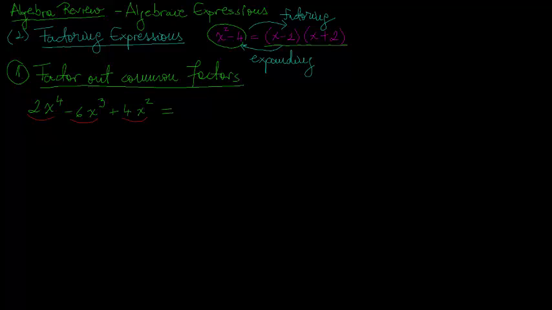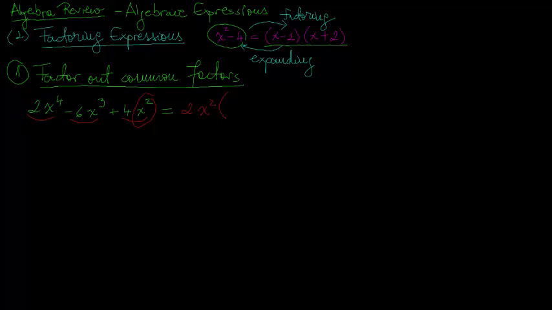Well, there's certainly an x squared present in all terms. There's an x squared here, an x squared hidden in the x cubed, and then again one in the x to the fourth. So I know there is an x squared in common in all three terms. And now I should also look at the constants. Well, the 4, the negative 6, and the 2, they all have a 2 in common. So I factor out 2x squared.